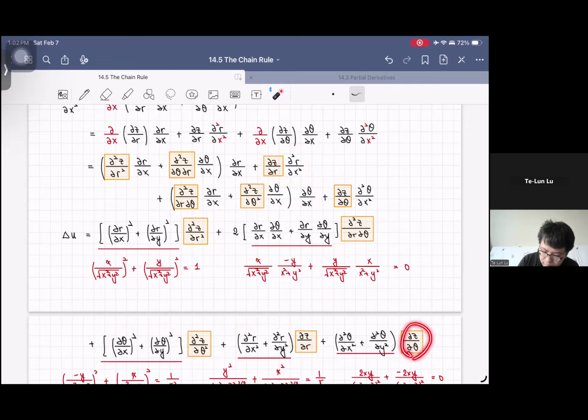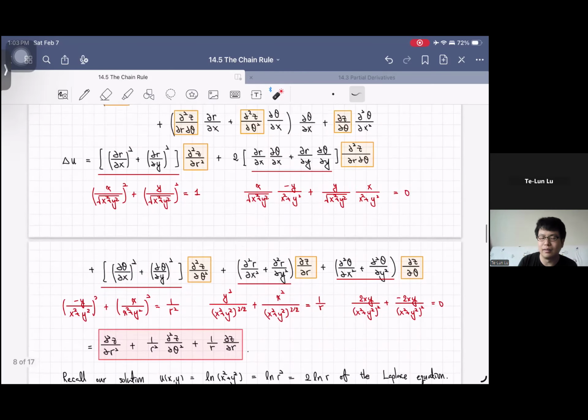Lastly, for the z theta, the first derivative, you have this guy. So you have a corresponding guy for y. So this whole thing will be our Laplacian in terms of r and theta. And now we plug in the coefficients. So this guy, by our previous calculation, is this guy. This guy, by our previous calculation, is this guy.